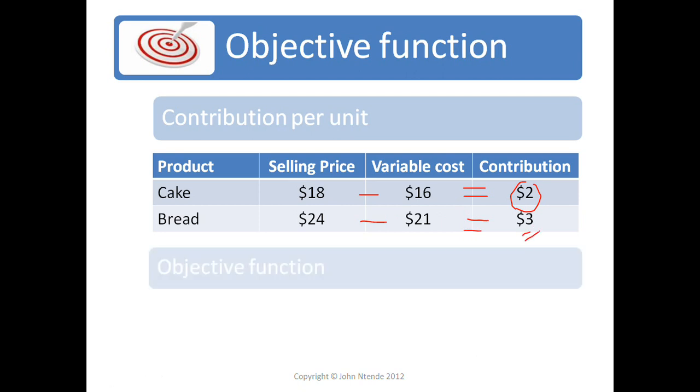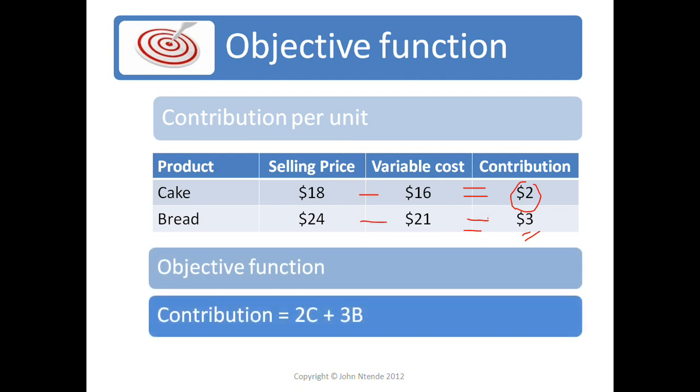So our objective function, which is the contribution, should equal 2c, because each unit of cake makes $2, plus 3b because each unit of bread makes us $3. So our objective function is contribution equals 2c plus 3b. So we're going to try to find values of c and b which give us the highest possible contribution, subject to the constraints we've already looked at.